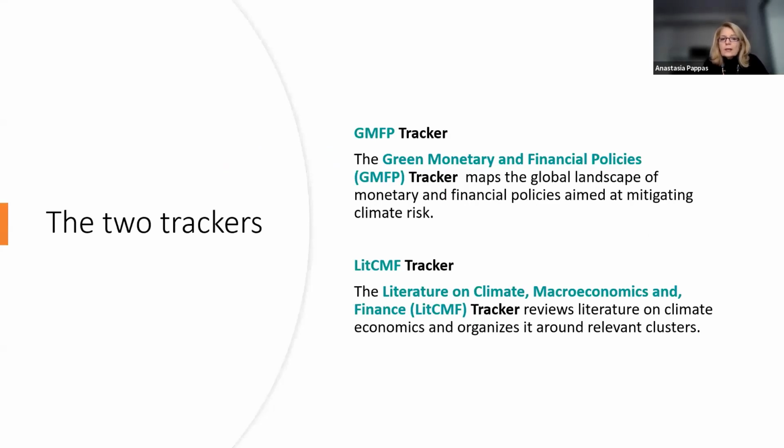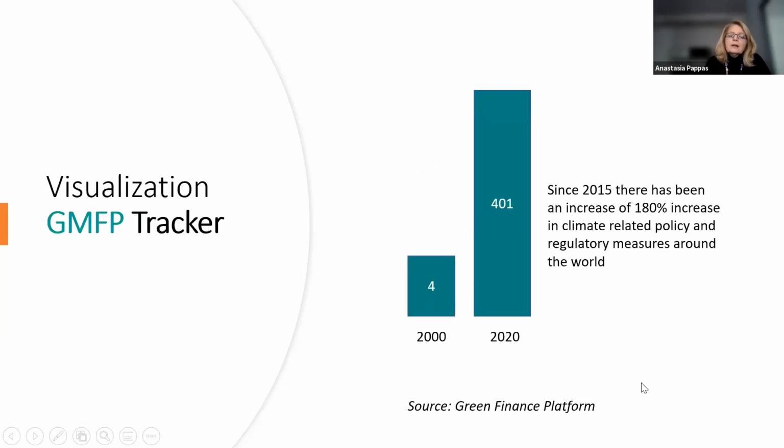Towards this goal, we decided to develop two trackers. One is the Green Monetary and Financial Policies Tracker, which maps the policies that have been implemented around the world. And then the other tracker is the literature on climate macroeconomics and finance, which reviews the literature on climate economics and organizes it around relevant clusters.